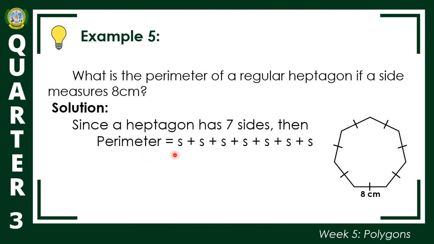Then the perimeter will be S plus S plus S plus S plus S plus S plus S, or simply 7S na lang. 7 times S. Substitute natin yung 8 centimeters kasi yun yung measure ng isang side. 7 times 8 is 56. Then, the perimeter of this figure or polygon is equal to 56 centimeters. Don't forget to attach the unit of measurement, especially given po siya sa ating problem.